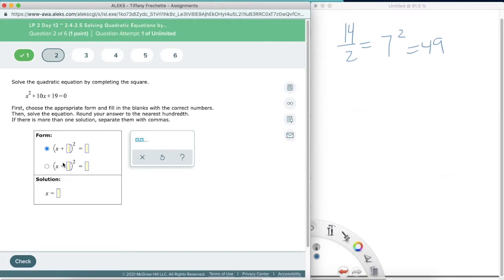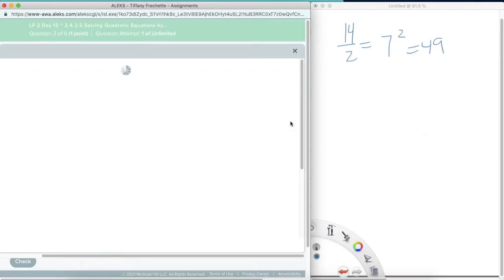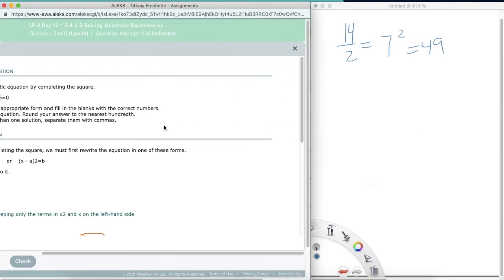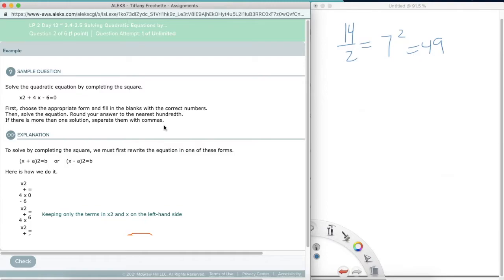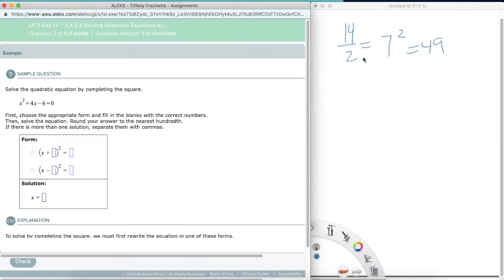So we want to do, this one's a little different, and I'm going to go ahead and click on example here, and you can see there's a calculator button also, so it did pop up. If I click on example, this one's a little different because it has an equal on it. The last one was just an expression. It didn't have the equal to.